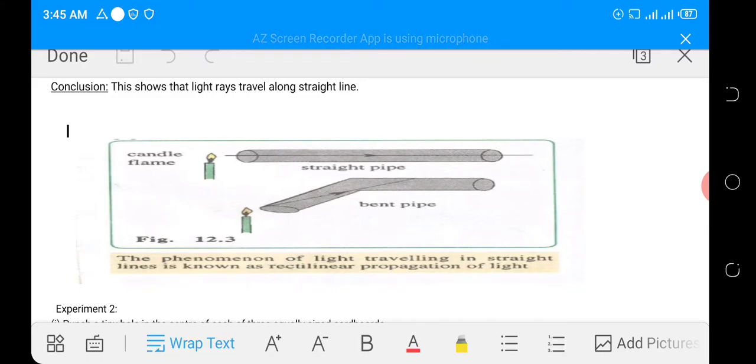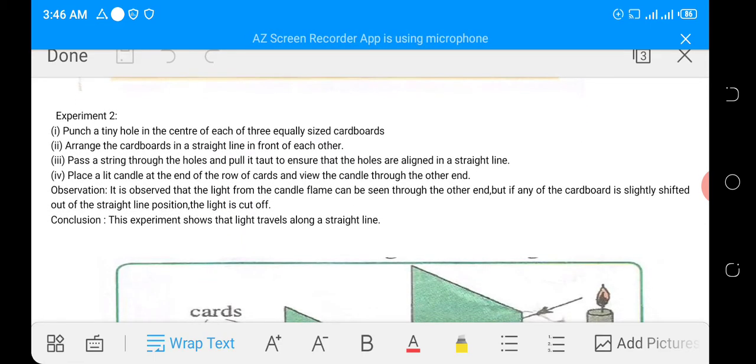This shows that light rays travel along a straight line, because if light waves or rays were like water waves, when the cardboard is bent, the light ray would be able to maneuver its way out so that we would see it. But because it is bent, it encounters an obstacle. Then it cannot negotiate its way out. It means it cannot travel along a bent path. It always travels along a straight line. So experiment 1 confirms that light travels along a straight line. Let's look at experiment 2.